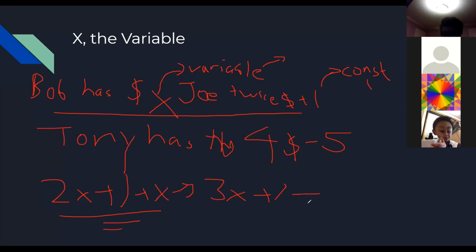So if we put this in an equation for Tony's money, then if we minus 3x from each side as such, and plus 5 to each side, we would get 6 equals x.